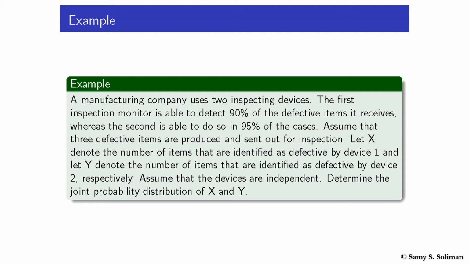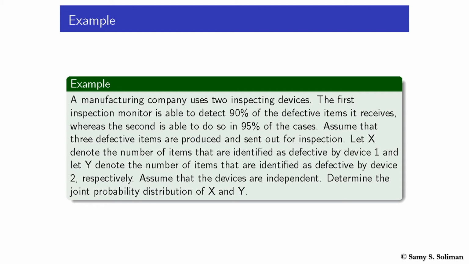Successful here means that it can detect the defective item. And we have a sample of 3 defective items, or 3 items that are known to be defective.